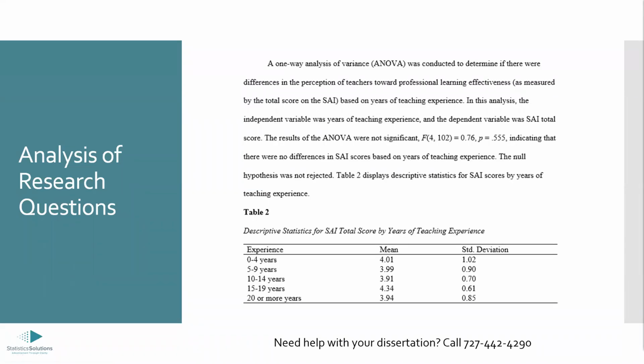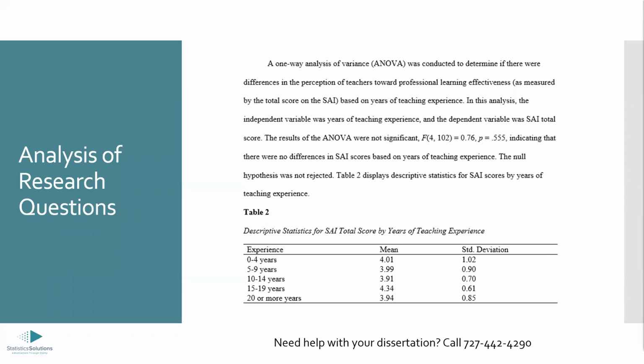Here's an example of how you might write up an analysis of variance, or ANOVA. So again, we state that we're conducting an ANOVA. We state our independent and dependent variables. Then we present the results of our ANOVA, so our F test. And so we present our F statistic, and in parentheses, we actually have two values for degrees of freedom.